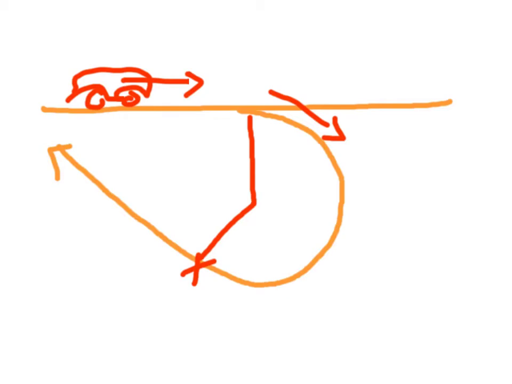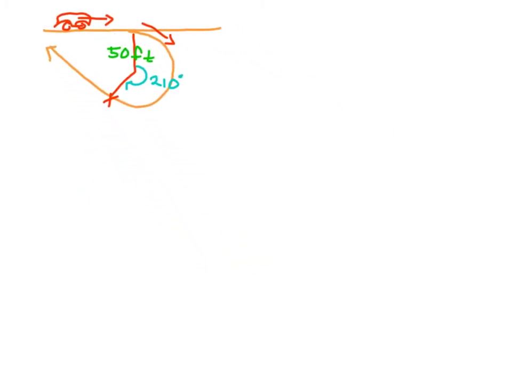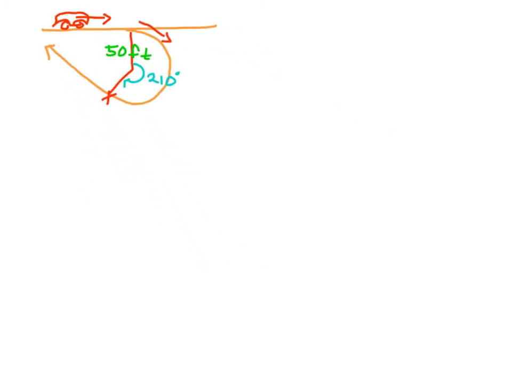Now, some things that we know about this exit ramp as we designed it: the radius of this thing is going to be 50 feet. And the angle that we are working with here, we're going to set at this angle right here. We're going to set that at 210 degrees. Okay, so all of that said, there's our nice little picture of the car going around this exit ramp as you'd be looking down on a map.